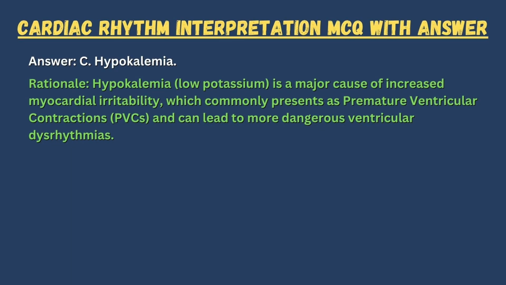Hypokalemia. Rationale: hypokalemia, low potassium, is a major cause of increased myocardial irritability, which commonly presents as premature ventricular contractions, PVCs, and can lead to more dangerous ventricular dysrhythmias.